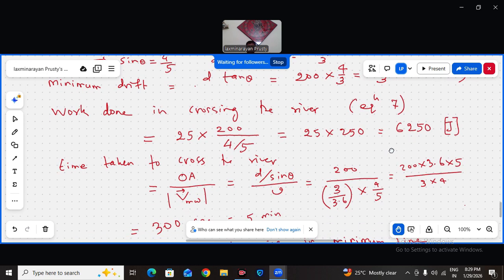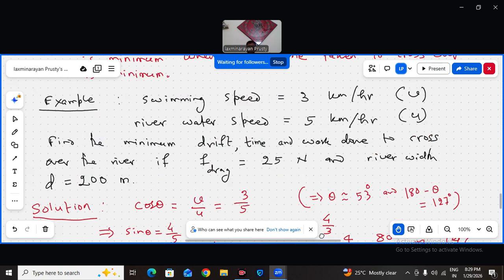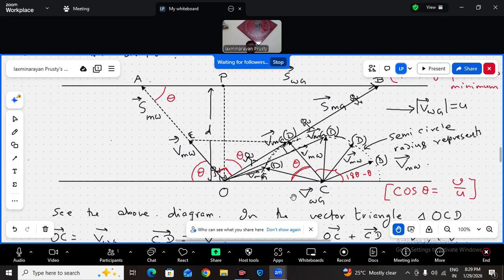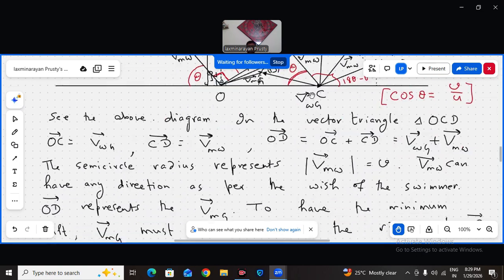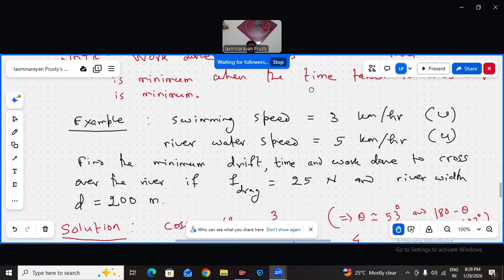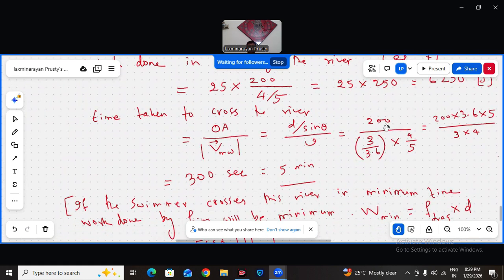How much will the time be? The same thing: the SMW magnitude by VMW magnitude. SMW magnitude is OA divided by SMW magnitude divided by VMW magnitude. That is d by sin theta divided by small b. So time taken is d by sin theta divided by small b, 200, where sin theta in the denominator is 4 by 5.